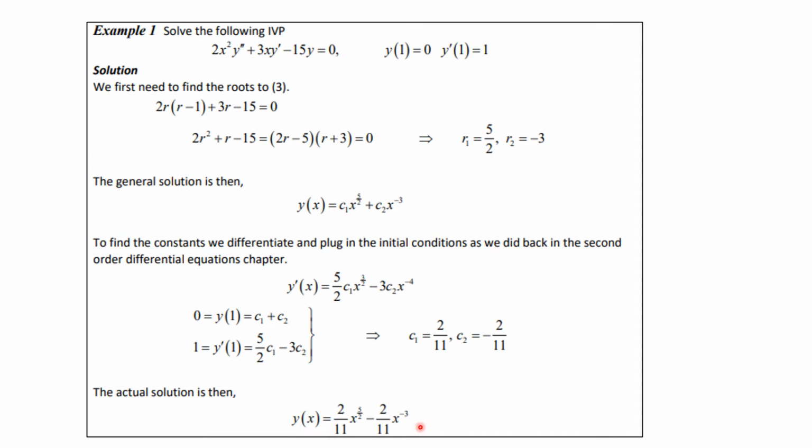y of x is equal to 2 over 11 x to the 5/2 minus 2 over 11 x to the -3. That's an accident that the absolute value of those constants was the same. It doesn't always work out that way.